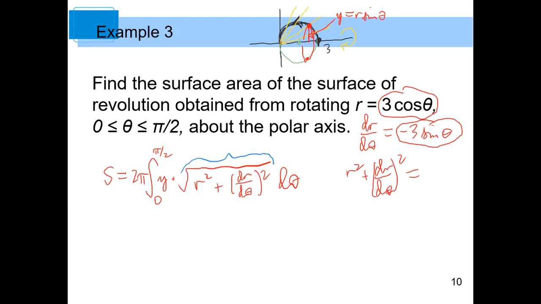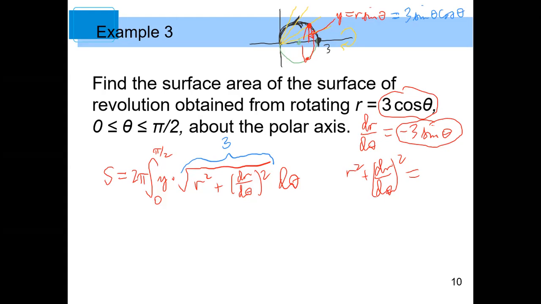What's that entire square root going to collapse down to? Three. Okay? It's going to be the square root of 9, which is 3. And of course, I have y, which is r sine of theta, but r is 3 cosine theta. So this is going to be 3 sine theta cosine theta. Okay, that's what y actually is when all is said and done.